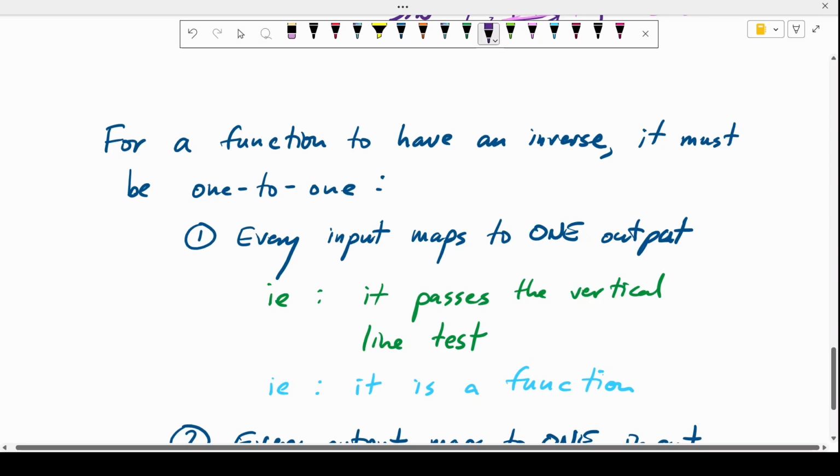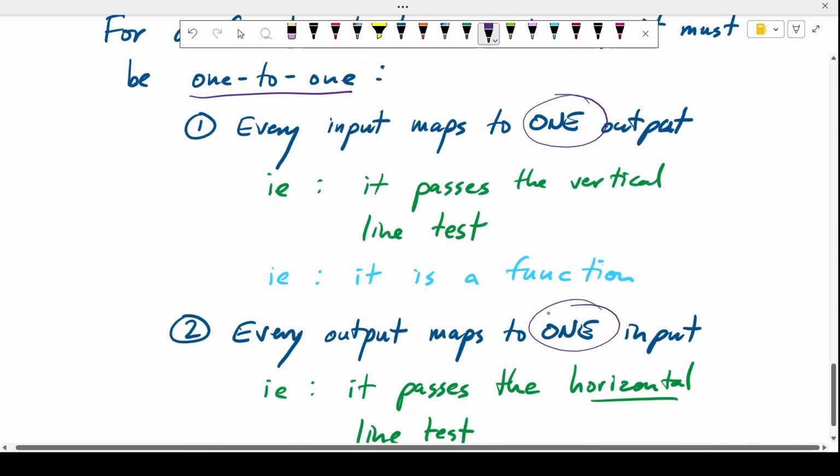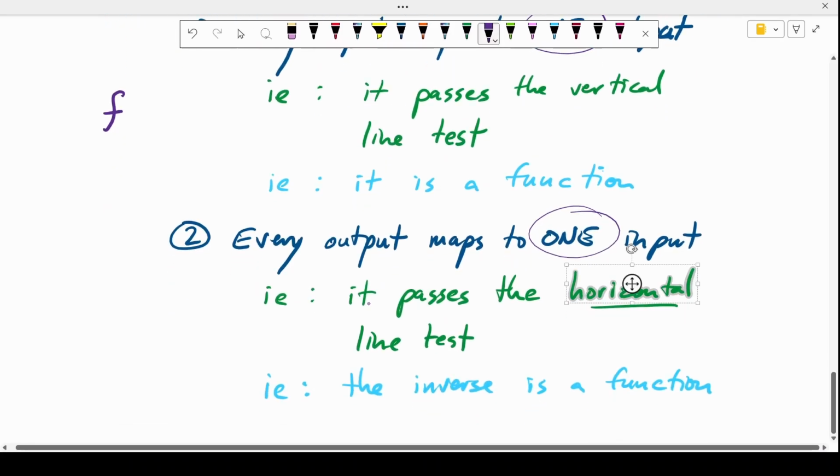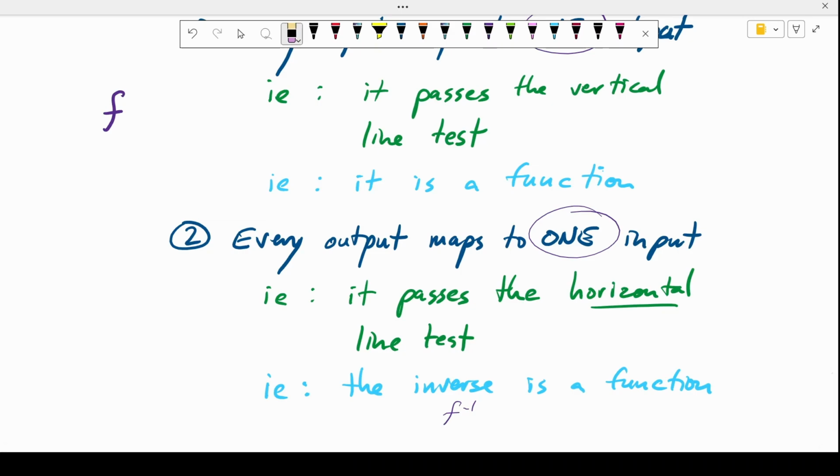You can look at this and say one-to-one is basically talking about this one and this one, if you like. One-to-one means every input maps to one output, and so it passes the vertical line test, and it is a function. This is our first function, say f. And every output of f maps to one input. That is, it passes the horizontal line test, and so therefore the inverse, f inverse, is a function. Those are the conditions we need in order for this original f to have an inverse.